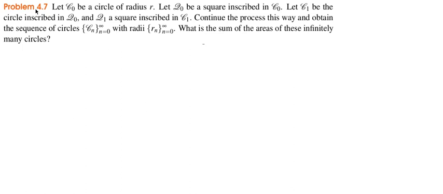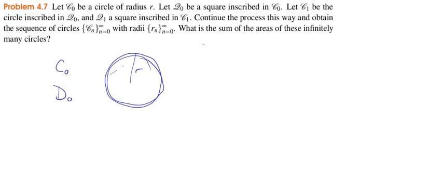Okay, so for problem 4.7, let C sub 0, written in curly font, be a circle of radius r. And let D sub 0 be a square inscribed in C. Maybe it's an S, but I can't read it correctly. So a square inscribed is something like this, right?